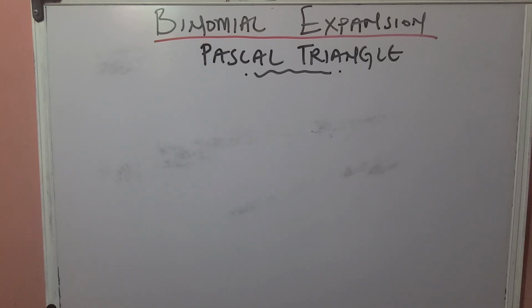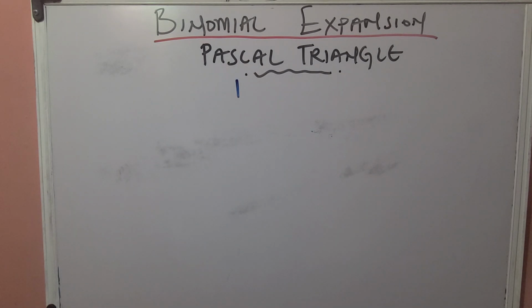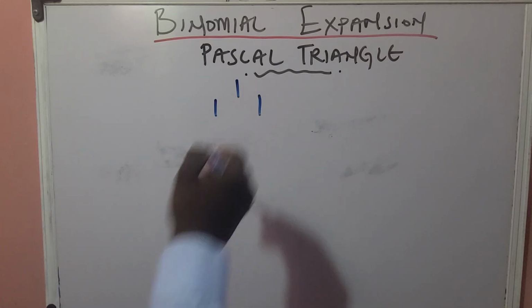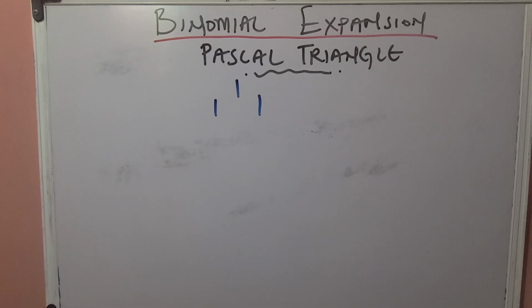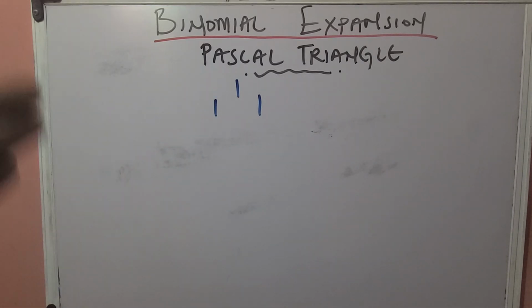The very first thing you have to do is to write a 1. And then you go on to write another 1 on both sides. So you can see it's more like a triangle already, but this is just the starting point. This is how you start the triangle. Now, the next thing you have to do is you always start with a 1 and always end with a 1. It's the general rule for making a Pascal triangle.